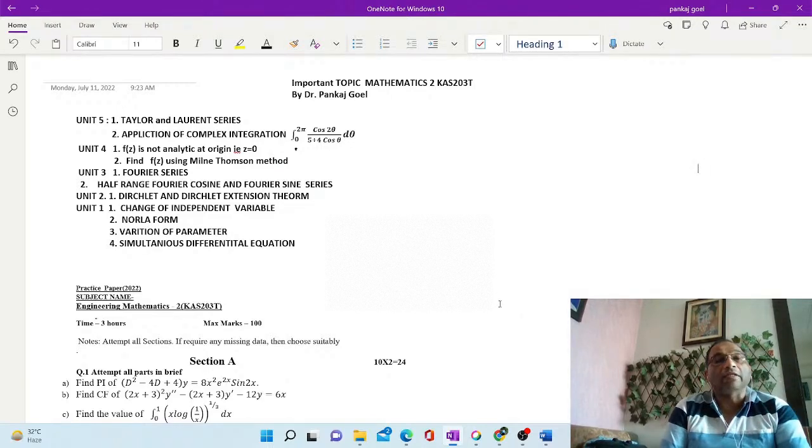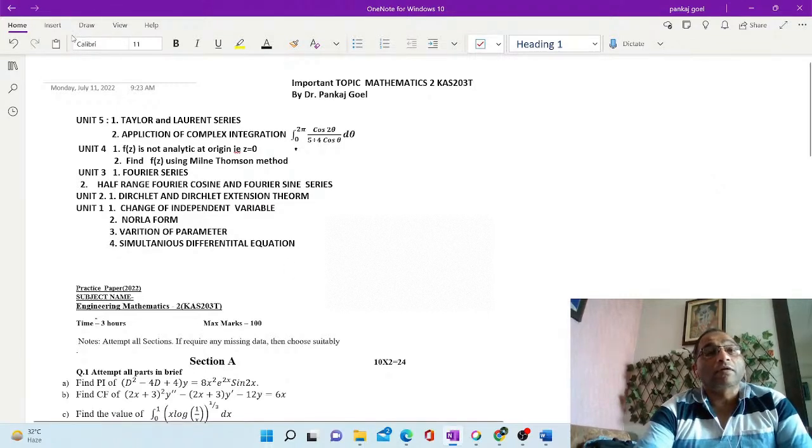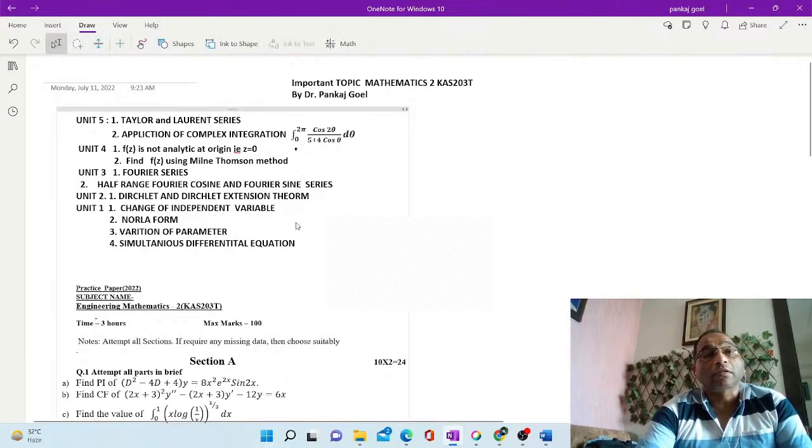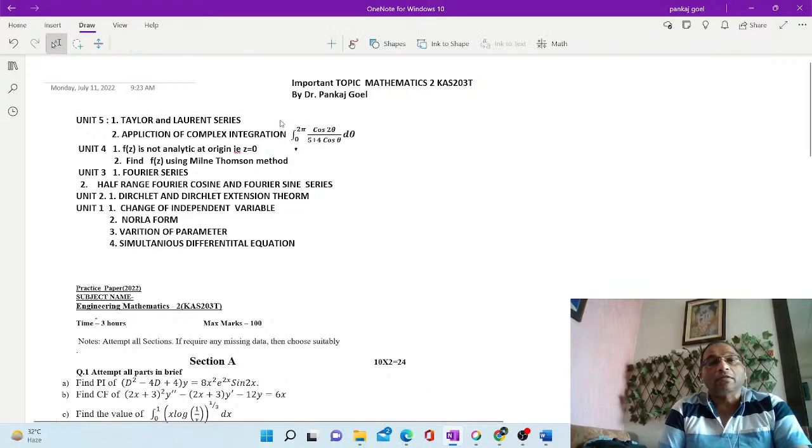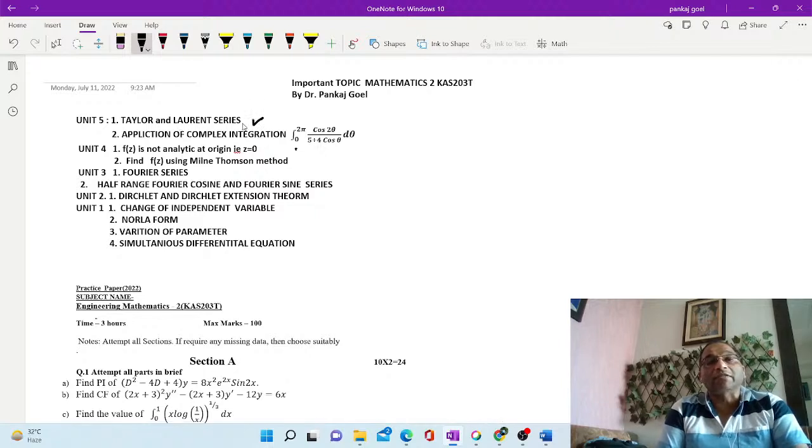First, these are the topics. You can see the first topic is Taylor and Laurent series. Always start from Unit 5. The first topic is Taylor and Laurent series. It's very easy: first you write the partial fraction.